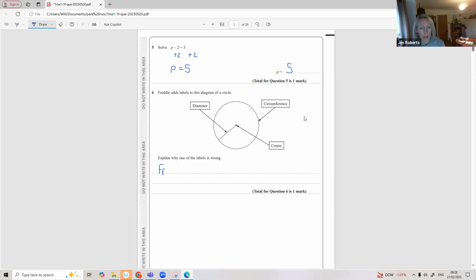So Freddie has labelled diameter incorrectly. Should be radius.